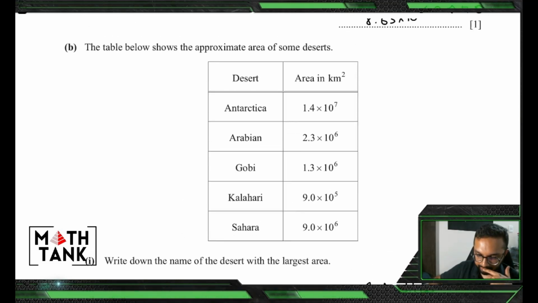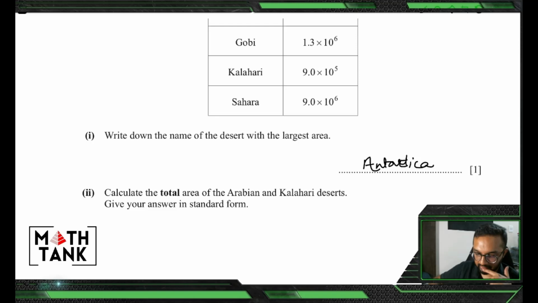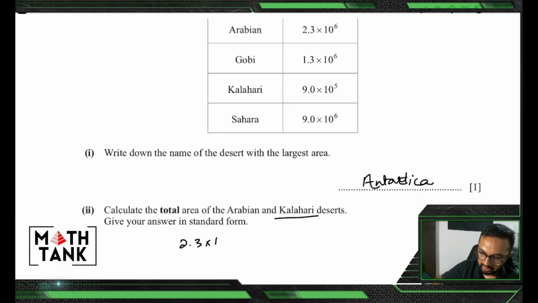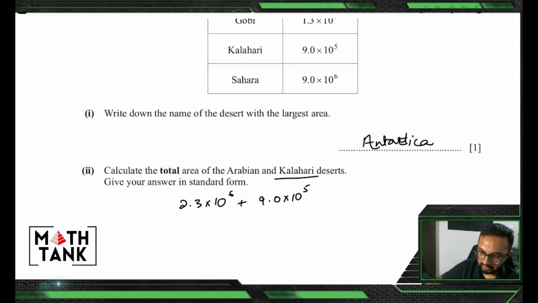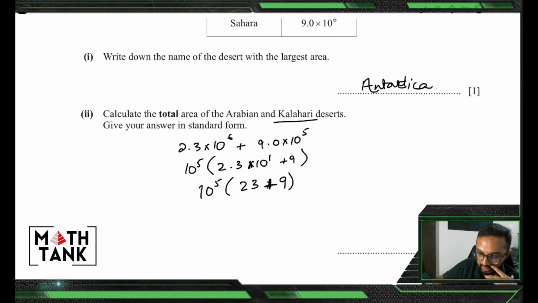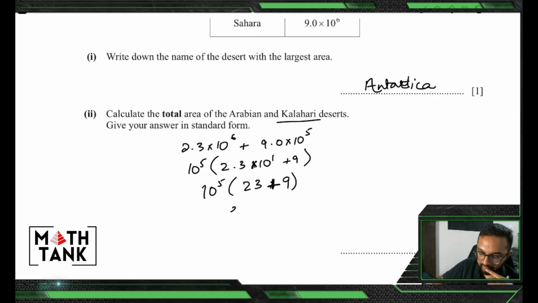Calculate the total area of the Arabian and Kalahari deserts. So Arabian plus Kalahari. That gives me 10 power 5 as common. So 2.3 into 10 power 1 plus 9. 23 plus 9. 2.3 into 10 is 23. So that gives me 32 into 10 power 5, changing that to standard form 10 power 6.